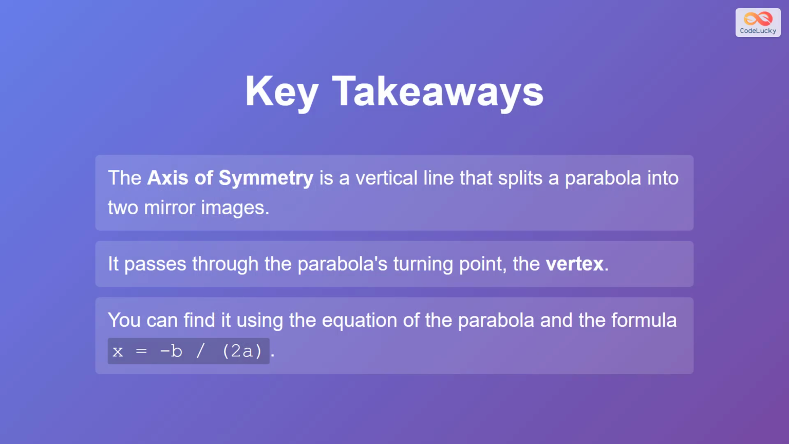To wrap up, let's review the main points. The axis of symmetry is a vertical line that divides a parabola into two identical halves. This line goes through the vertex, which is the parabola's highest or lowest point. And most importantly, you can always find the equation of this line using the simple formula: x equals negative b divided by 2a.